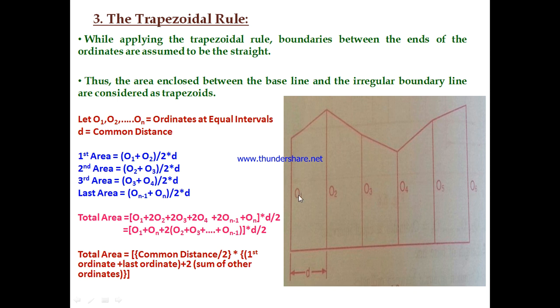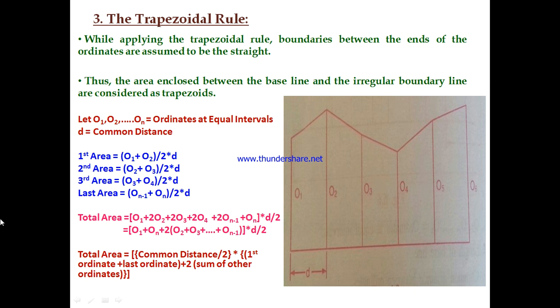So the sum of the parallel sides, here the parallel sides are O1 and O2, and the height will be considered as D. So the sum of parallel sides means 1 by 2 into O1 plus O2 multiplied by D. Similarly, for the second strip we will take O2 plus O3 by 2 into D. In the similar manner, for the last area we will consider On minus 1 plus On by 2 into D.